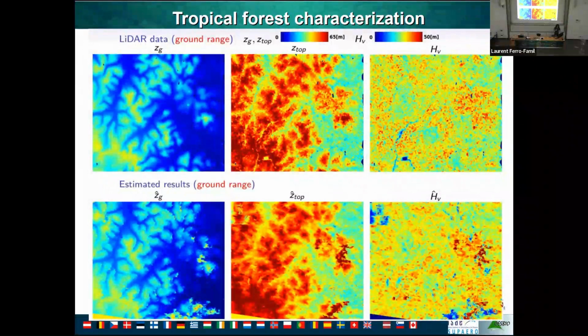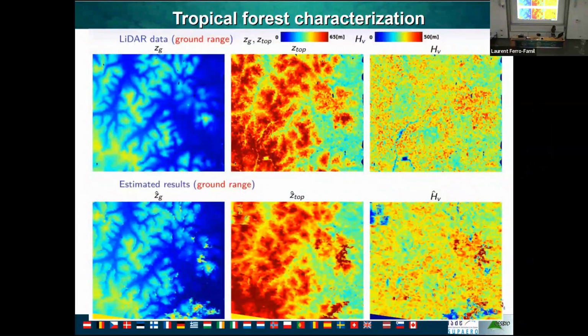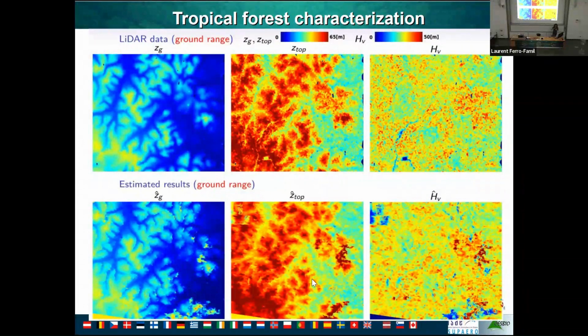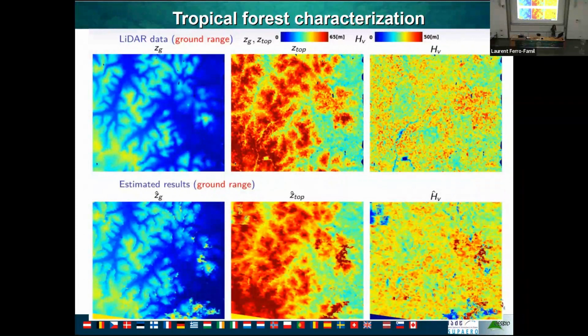Okay, so these are the estimates we were able to compute, and these are very old results. Today we can do better, but at that time, this was the maximum we could do. And you see that the main difference between the LiDAR and tomographic estimate is a question of spatial resolution, because when you estimate height with a radar, you need to speckle filter. And when you speckle filter, of course, you blur your results. It's a price to pay.